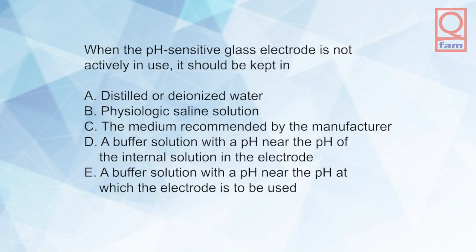When the pH-sensitive glass electrode is not actively in use, it should be kept in A. Distilled or deionized water. B. Physiologic saline solution. C. The medium recommended by the manufacturer. D. A buffer solution with a pH near the pH of the internal solution in the electrode. E. A buffer solution with a pH near the pH at which the electrode is to be used. The answer is C. The medium recommended by the manufacturer.